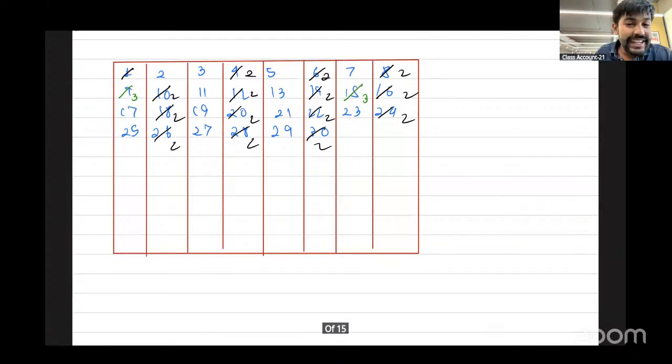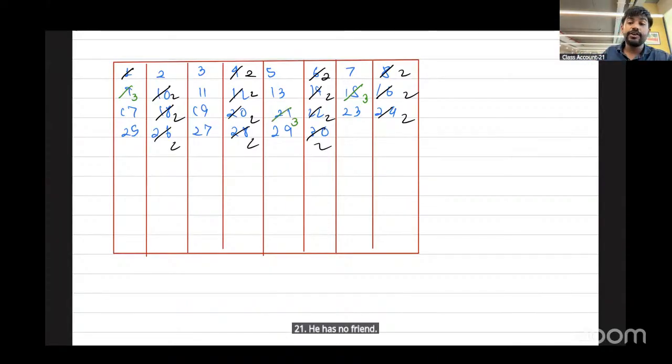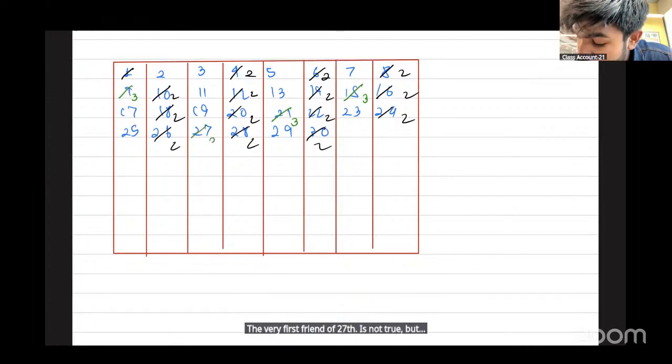Let's go to 18. 18 already has a friend, 2. 21 has no friend, so the very first friend of 21 would be 3. The very first friend of 24 is not 3 because it is already a friend of 2. 27 has no friend yet, so its first friend can be 3.